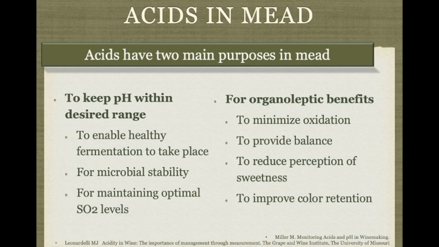Acids are also important for organoleptic benefits. A higher acid will minimize oxidation. It helps provide balance against any residual sugar. It reduces the perception of sweetness. And the higher the acid, the lower the pH, the better the color retention.